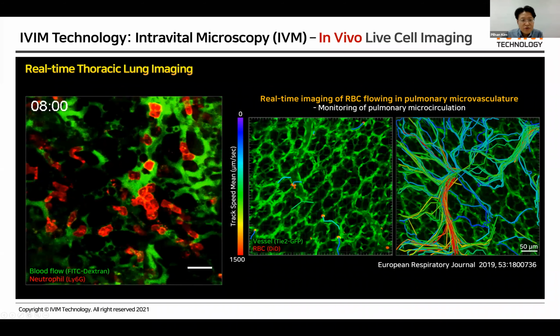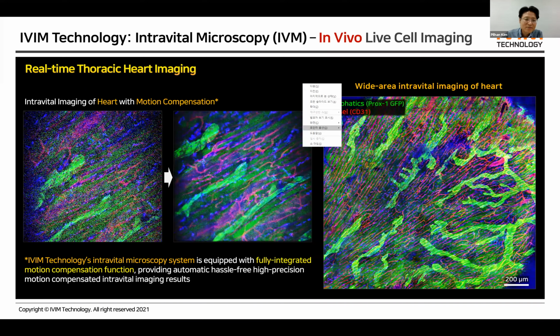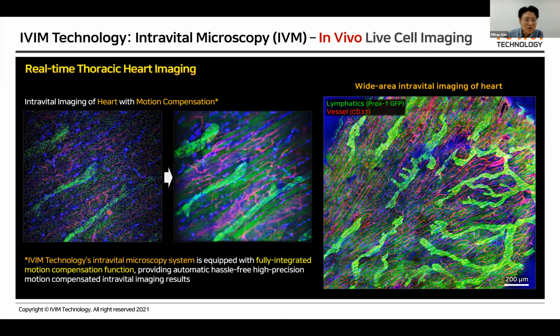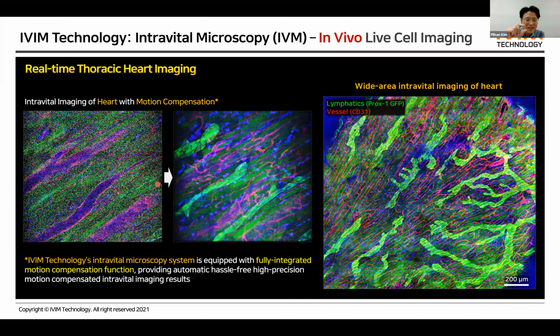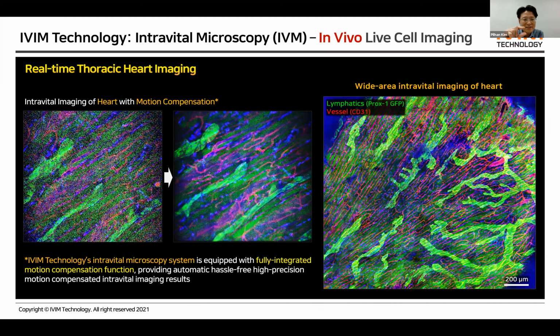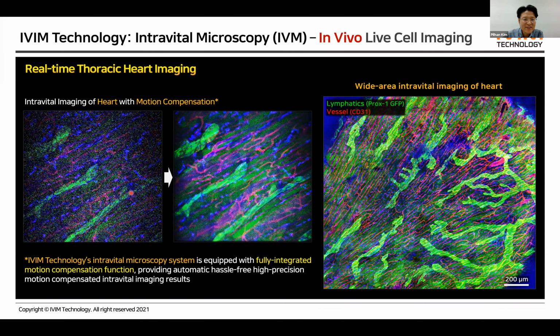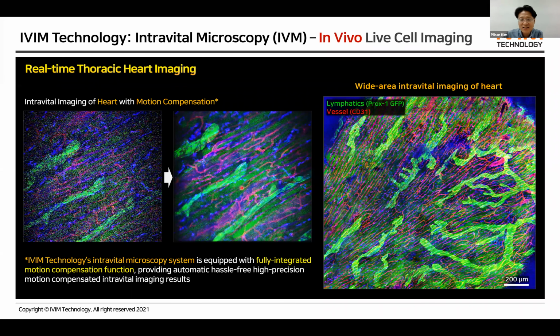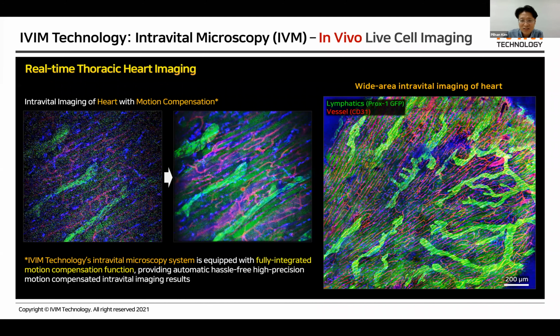And then by using the same window technique, we can even see the heart like this. Even with the heart, with this stabilization by suction, we can slow down the motion of the heart and stay on some part of the heart. And with the motion compensation algorithm, which is fully integrated with our software, we can achieve this stabilized, high quality image from the beating heart. And of course, we can do it in a large area like this, through this stabilized area.